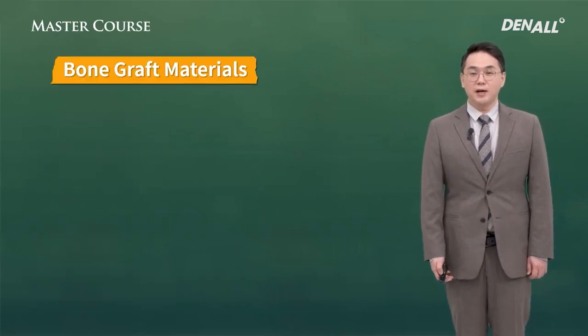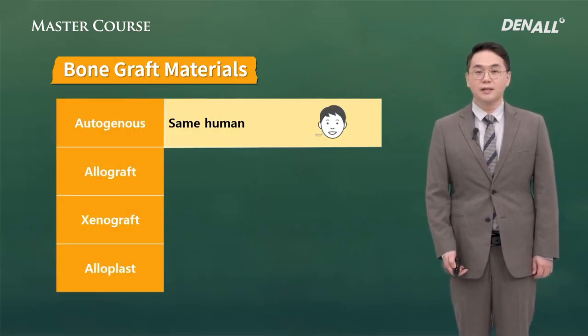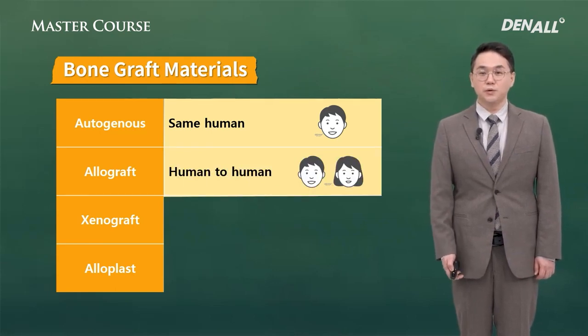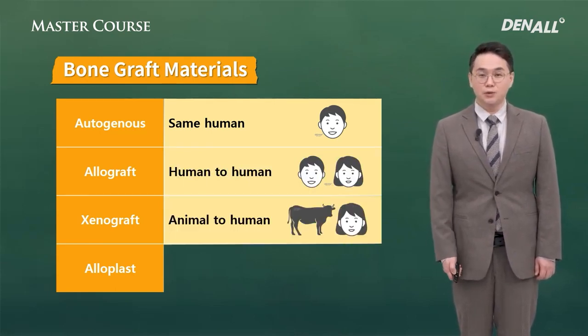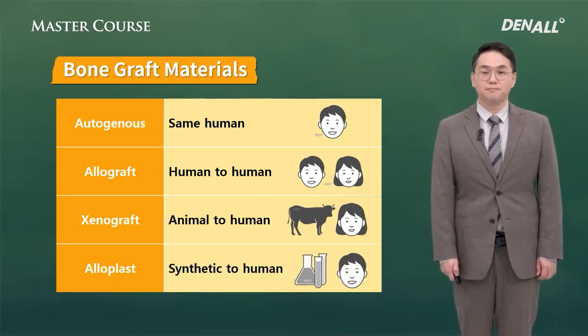First, depending on the origin, there are 4 bone graft materials. Autogenous bone from the same person, the patient; allograft, human to human; xenograft, animal to human, using bovine, porcine, or horse bone. Alloplast uses synthetic bone.